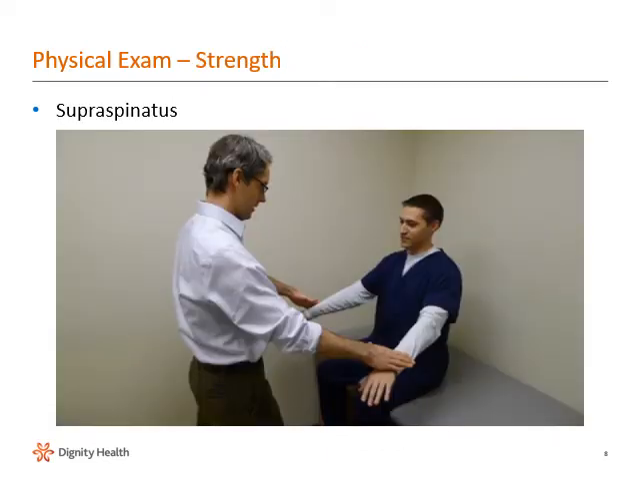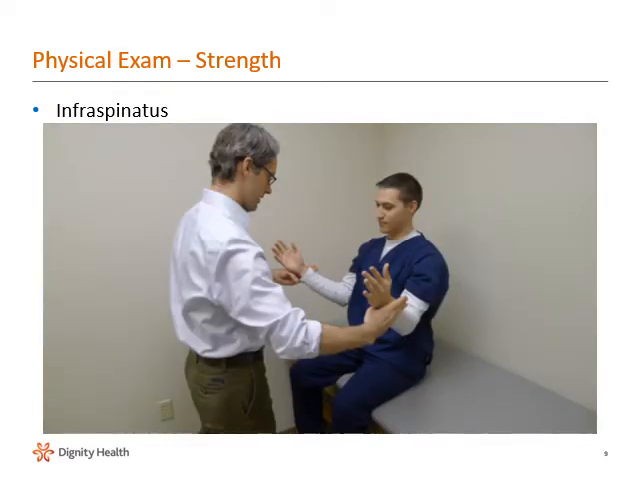Strength. The supraspinatus part of the rotator cuff is most active at around 30 or so degrees of elevation, so this is the best way to isolate the supraspinatus to test for that strength. Infraspinatus is more external rotation with the arm at the side.